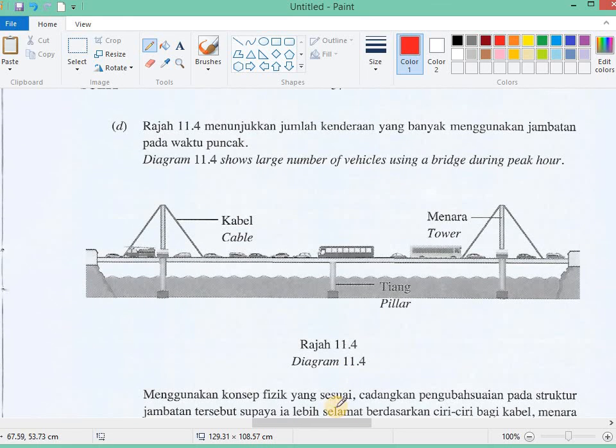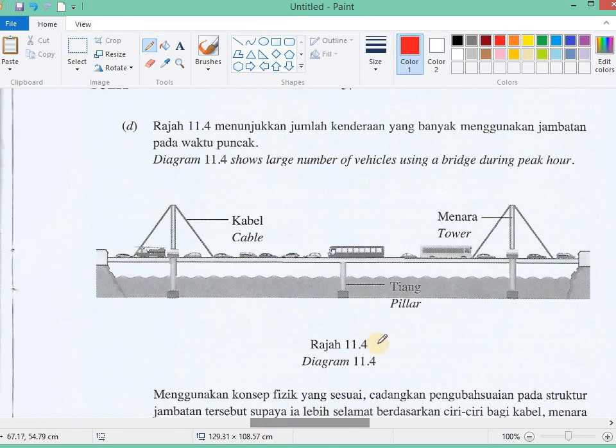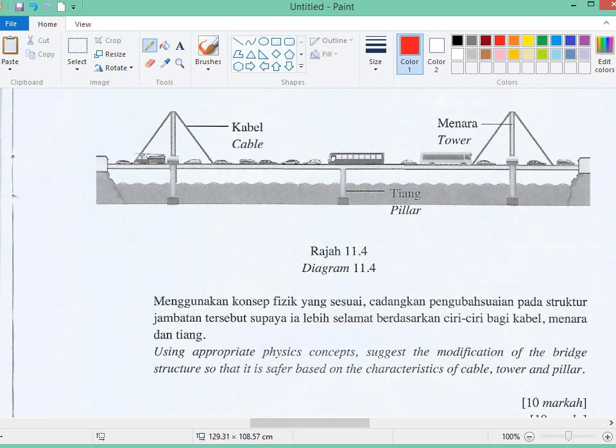Okay, D. Diagram 11.4 shows a large number of vehicles using a bridge during peak hour. Using appropriate physics concepts, suggest the modification of the bridge structure so that it is safer, based on the characteristics of cable, tower, and pillar. Okay, so you have 3 things: cable, tower, and pillar.